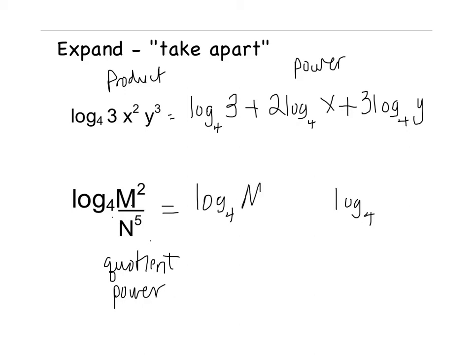And in the first one, I have m squared, so the 2 comes out in front. This is a quotient, so there's a minus between them. Remember, when we had the quotient before with the exponents, it was subtracting the exponents. And then I have n to the 5th, and the power goes in front. So 2 log to the base 4 of m minus 5 log to the base 4 of n.